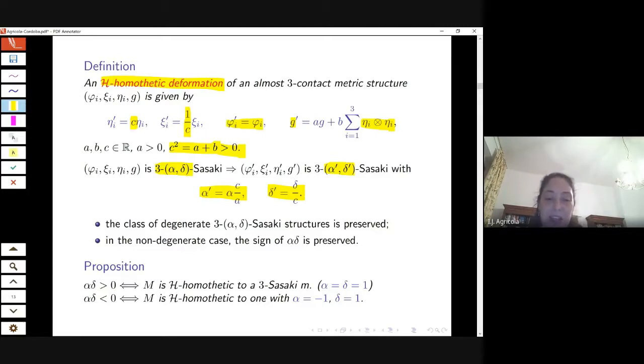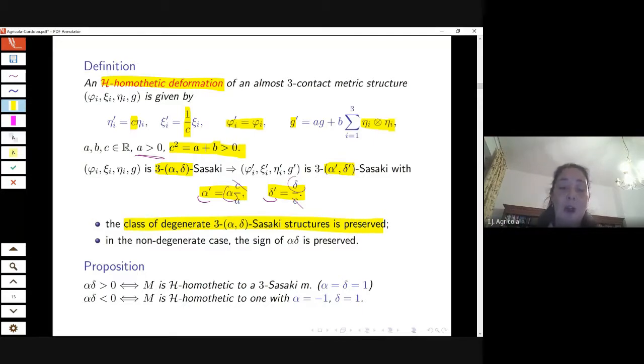In particular, we see the sign of... now let's try to switch, right? If I take the product of alpha prime times delta prime, this is going to be alpha delta, C goes away, and A has to be positive. So the upshot is that if the product was positive, then it's positive afterwards. If it was degenerate, it's degenerate afterwards. And if it's negative, then it stays negative. So the class is preserved, and in the non-degenerate class, the sign is preserved.